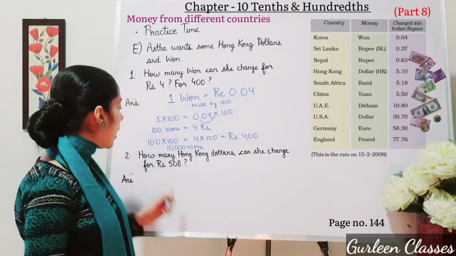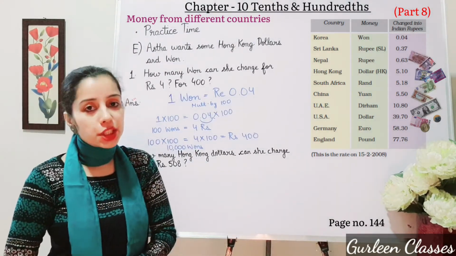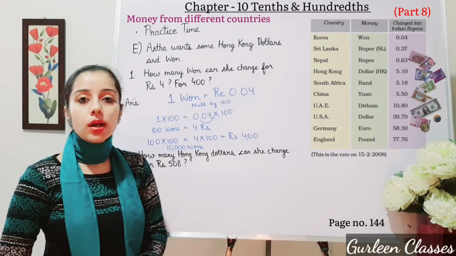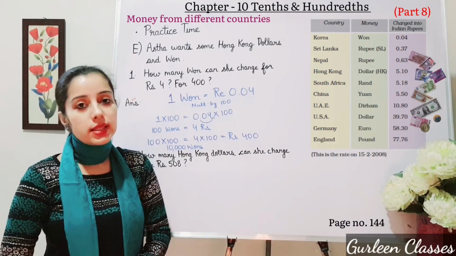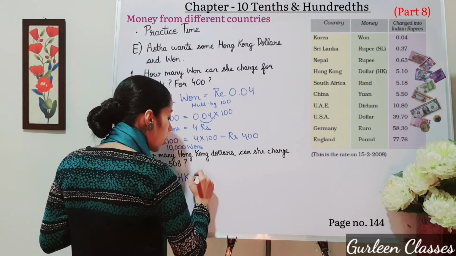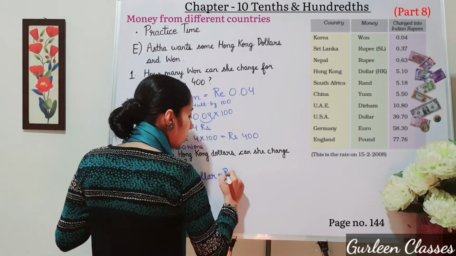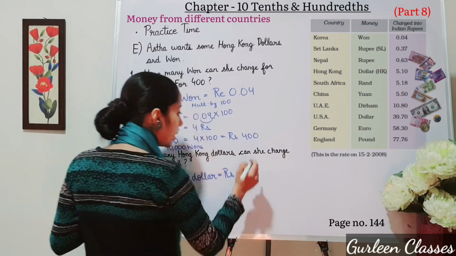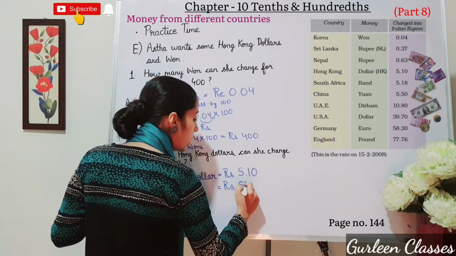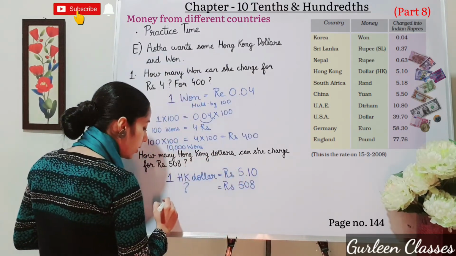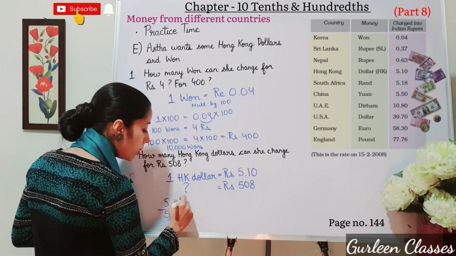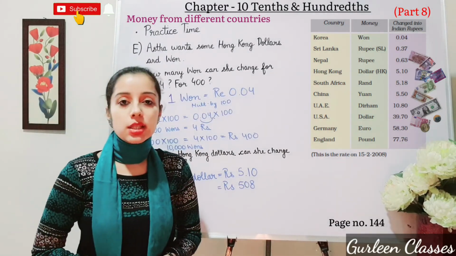Now second question, how many Hong Kong dollars can she change for rupees 508? So we know that 1 Hong Kong dollar is given how much? Rupees 5.10. Let us write here 1 Hong Kong dollar is equal to rupees 5.10. So here it will be question mark and it is rupees 508. So we will divide here 508 by 5.10. Decimal is removed. It will go up. So students, division of decimals you already know.